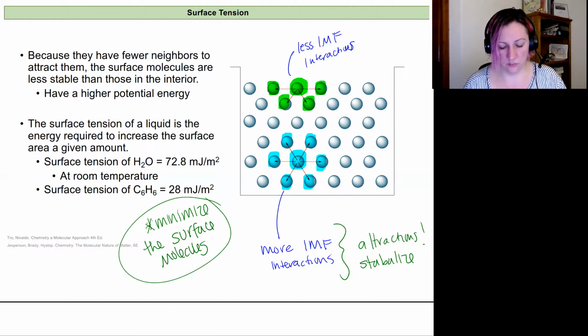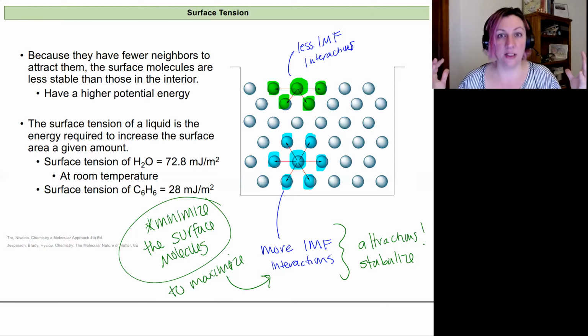in order to maximize having molecules that have more interactions. So the stronger those intermolecular forces are, the more driving force there is to have all of the molecules that you can in the interior rather than the exterior. And so a water sample will resist spreading.